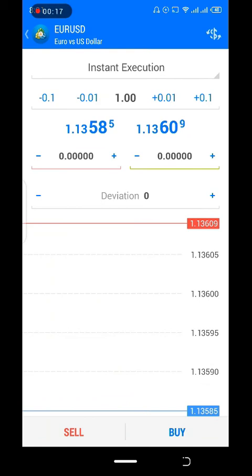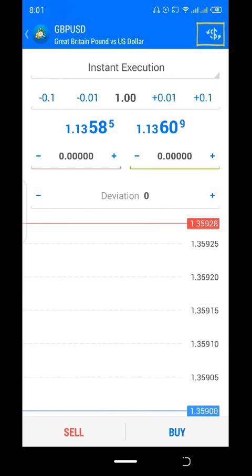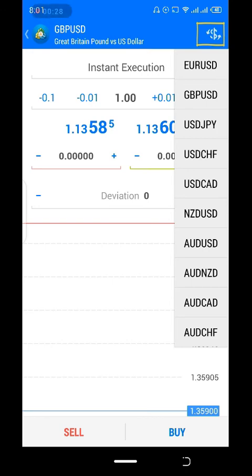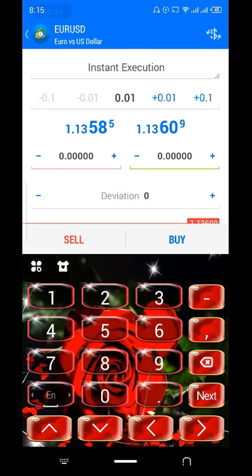But before then, if you want to change your currency, if you don't want to trade in EUR/USD, you hit the dollar sign here, and then you can change it to GBP/USD, or you can change it to USD/JPY. So let's stick to EUR/USD.